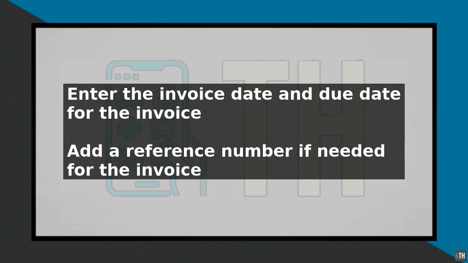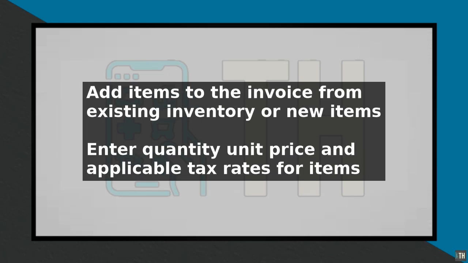If you need to add any additional charges, such as shipping or handling, you can do so by clicking on the Add Line button. You can also apply any discounts or promotions if applicable. Once you have added all the necessary items, review the invoice to ensure everything is accurate. You can also add a message or note to the customer if needed.